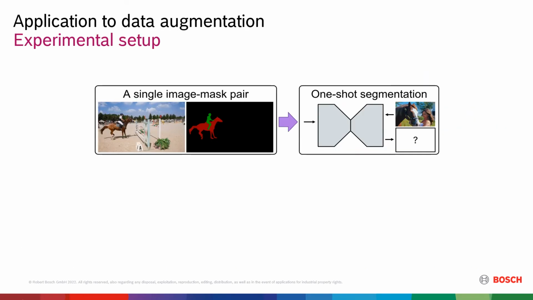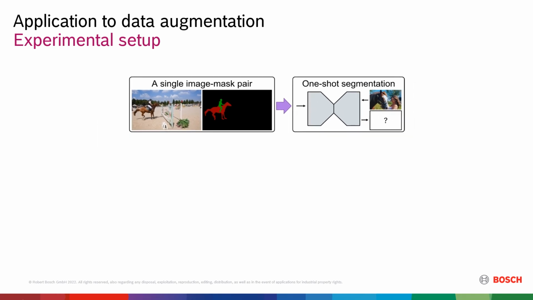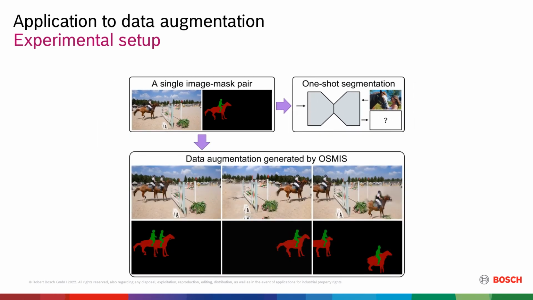In this part, we demonstrate how OSMIS can be applied in practical scenarios of one-shot segmentation applications. At test time, one-shot segmentation models are required to learn a new class from a single annotated image. Under critical lack of data, such models are prone to overfitting. A natural way to mitigate this is data augmentation. As shown previously, our model OSMIS can augment the provided image mask pair with novel diverse samples.